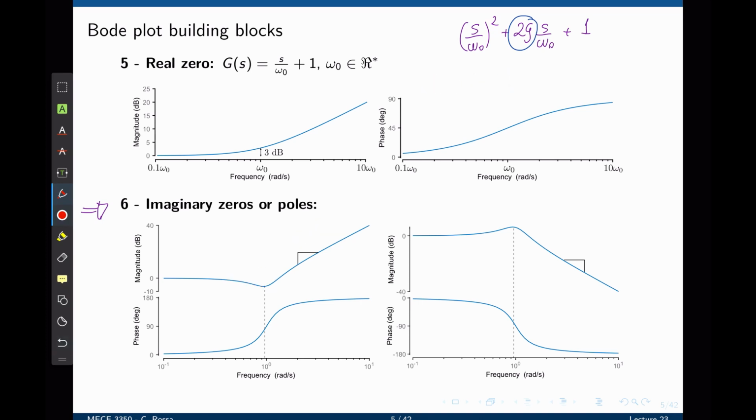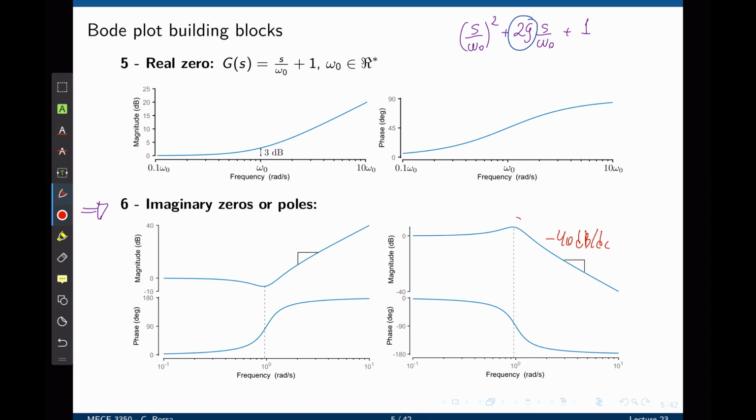The imaginary pole also acts like having two poles at the same cutoff frequency, with the exception of what happens at the cutoff frequency itself. Up to the cutoff frequency, the magnitude is 0 decibels, and past the cutoff frequency, the magnitude decreases by 40 decibels per decade, or the equivalent of two poles placed at that cutoff frequency. The phase goes from 0 to negative 180 degrees.